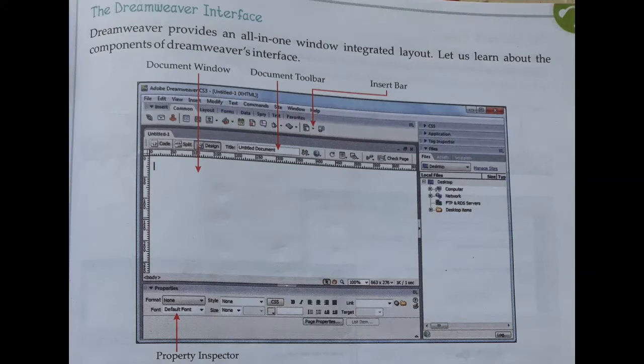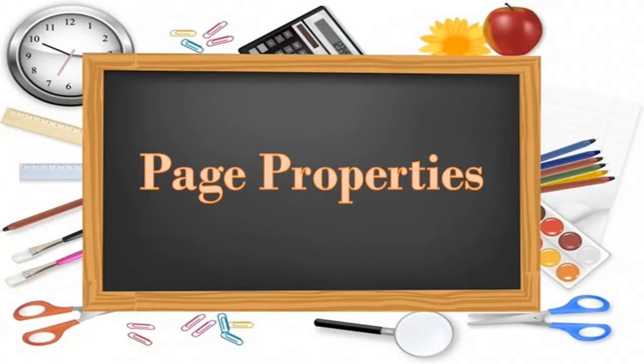So here you will see the interface of the Dreamweaver, the document window. In the Dreamweaver's document window, you add and modify contents of a web page. You just add the text and images like you do almost in a word processor. So now we will see setting the page properties in Dreamweaver.